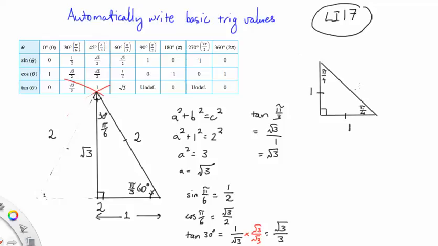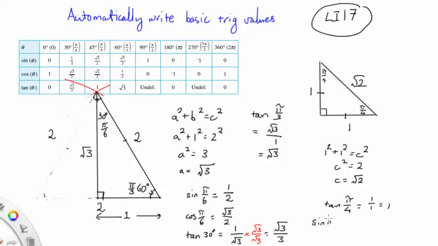1 unit. What's this length here then? Well, we use Pythag. So 1 squared plus 1 squared equals c squared. C squared equals 2. C equals the square root of 2. Alrighty, what's tan of pi on 4? Tan of pi on 4, well, that's opposite over adjacent, so that's 1 on 1, which is 1. Tan pi on 4 is 1. Beautiful.